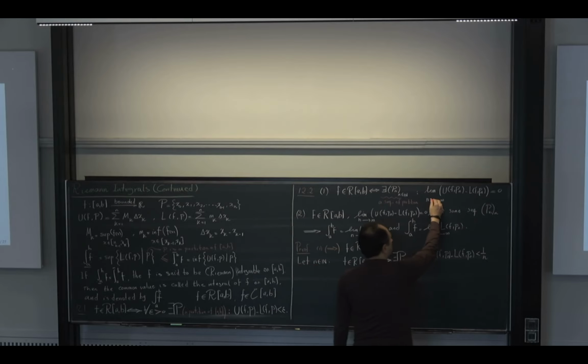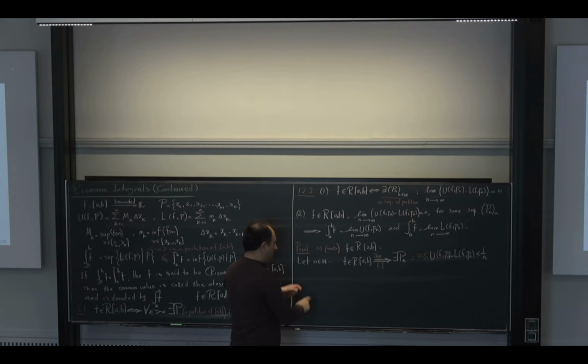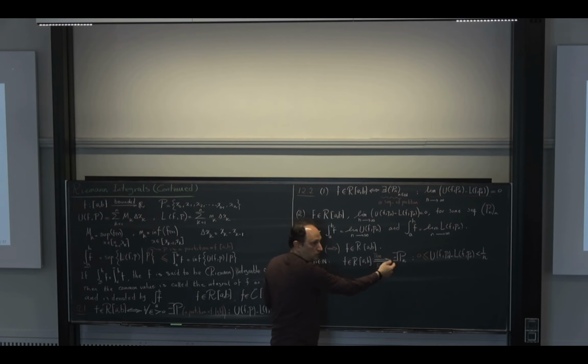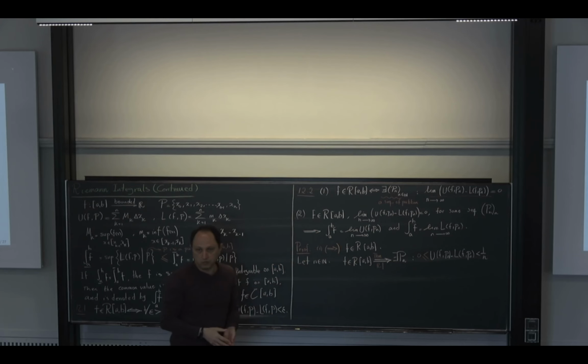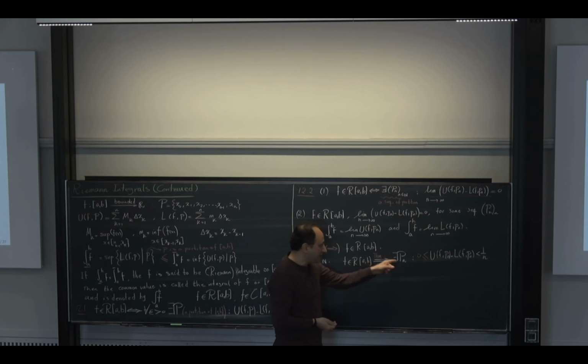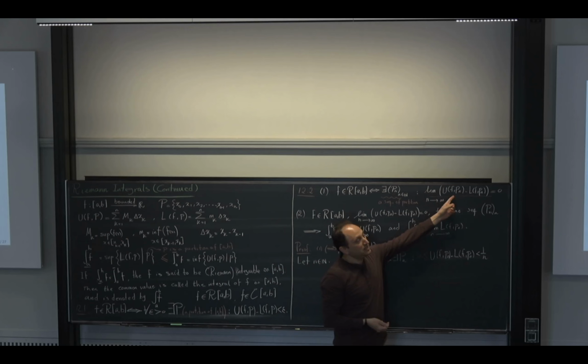My goal was to show you that this limit is 0 for some sequence of partitions. Did I find my sequence of partitions? Yes. You gave me n. For every n, I offered you a partition. So this means that I have offered you my sequence of partitions. But I want to prove that for that particular sequence, this limit is 0.